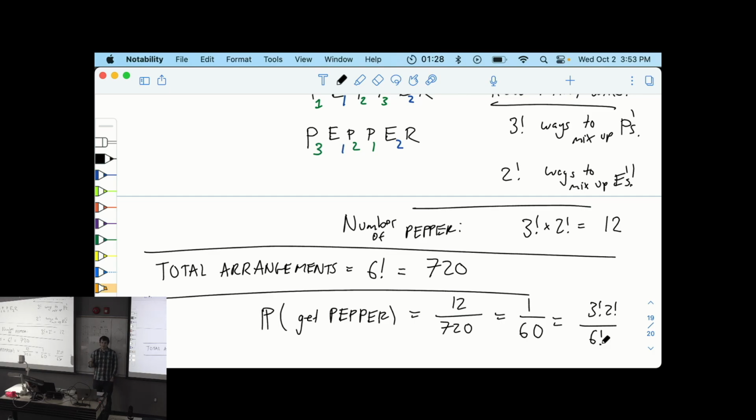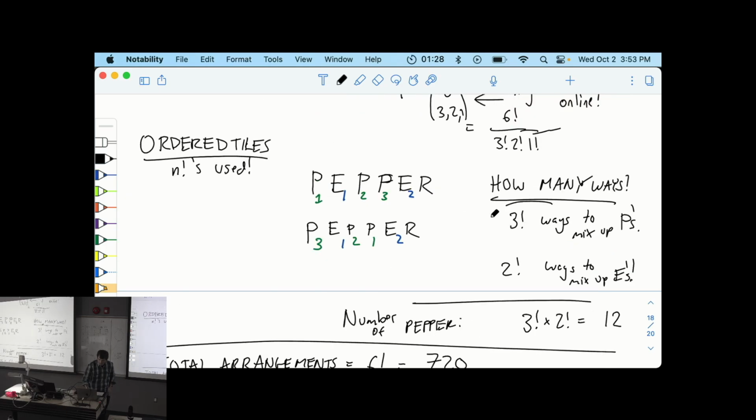All right. Questions or comments about this way of doing it? Yeah. How do you show that 3 factorial is equal to what? Okay, why are there 3 factorial ways to mix up the P's?